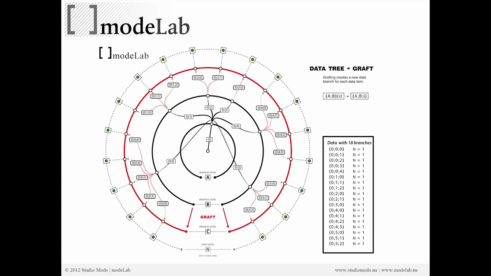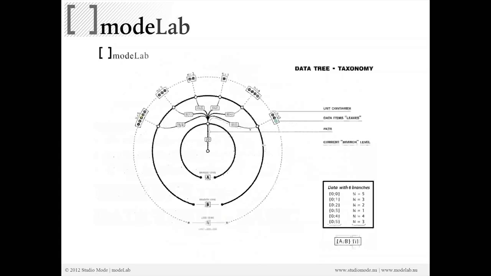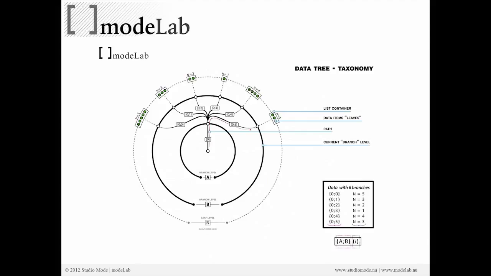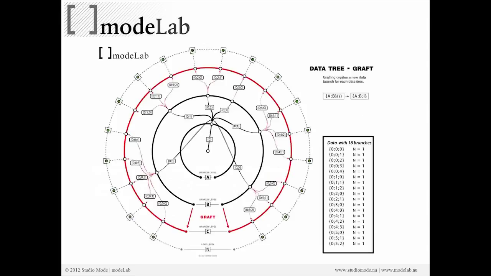So again, if we had the original data tree here, where we have two levels before we get to the leaf level, and each one of the branches has a set of items on it. If we go to the grafted version, this was previously the branch level that we were at. If we graft, we make a new branch level, which we'll label C. A, B, C. These are our placeholders to label each level within the data tree.